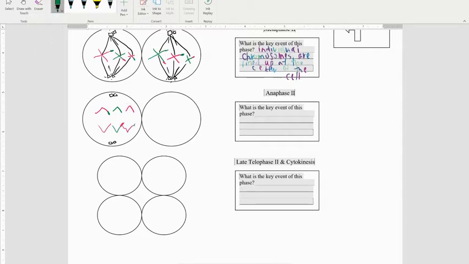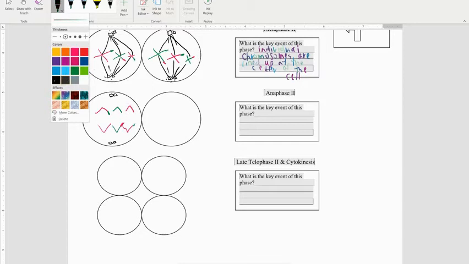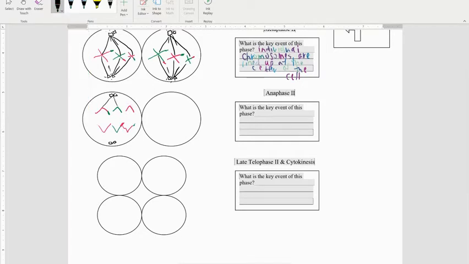So I'll draw in my spindle fibers, showing that these are attached and they're getting pulled, which is why they're separating. Again, those X's have essentially just been pulled apart, and now those sister chromatids are going to opposite ends of that cell. All right, let's do the other one.